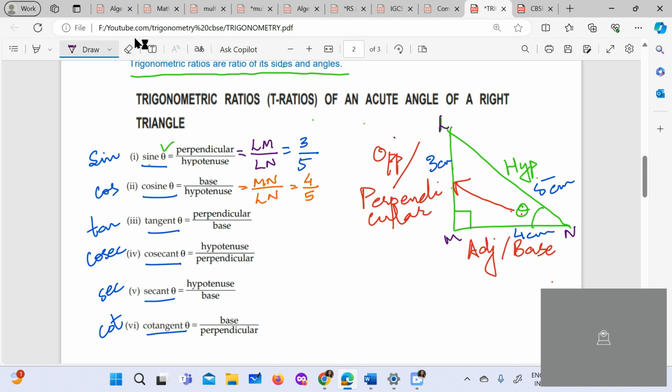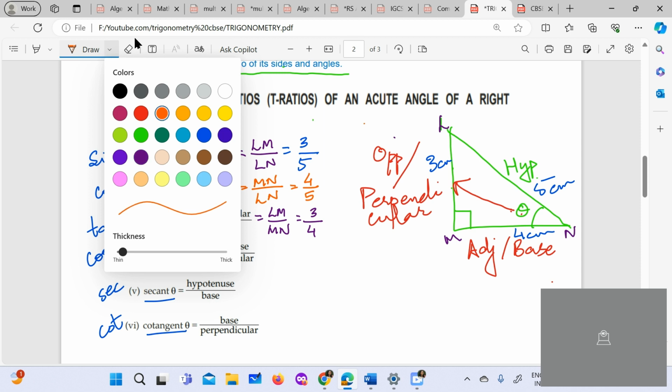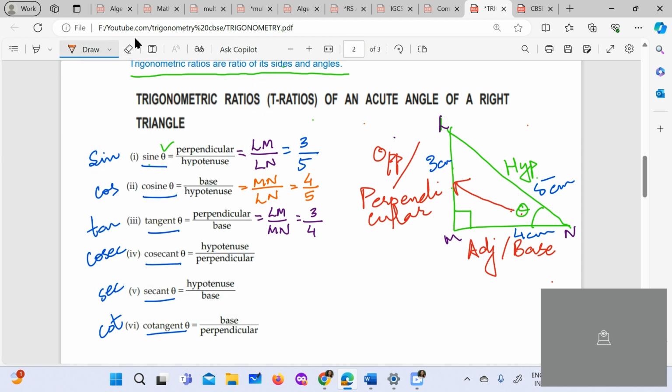Now let's go to tangent, that is tan theta. Tan theta is perpendicular over base. Look here, this is our perpendicular which we write as LM, and the base is MN. Now what is the value of LM? This is 3 and the base value is 4, right? You see, sine is 3 over 5, cos is 4 over 5, and tangent is 3 over 4. So all the ratios are different and we are getting different values. You must remember all these ratios. This is very important to understand.